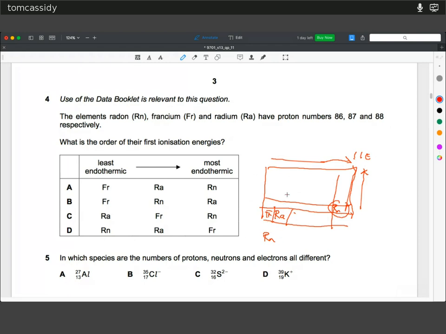Then when you compare these two, as you go across a period, this one has got the next highest ionization energy. And then the smallest ionization energy is francium, like that. So I've written them here in order of decreasing ionization energy. They're asking here in the table for increasing, so we just have to reverse that order. And that gives us francium, radium, and radon. So the answer there is 4A.